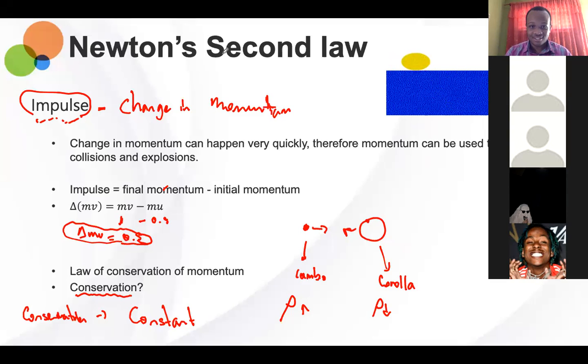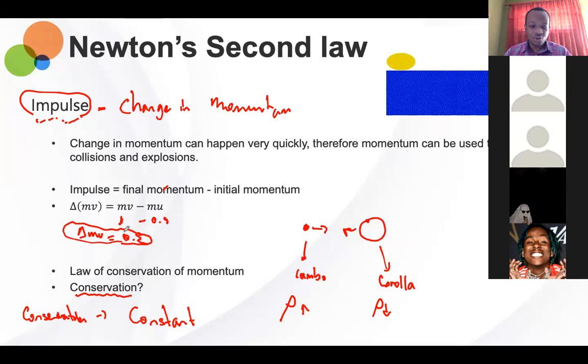Let me just say that again. We had our change in momentum, which is our impulse. Impulse is change in momentum. And we say that this can happen very quickly, therefore it can be used to study collisions and explosions.